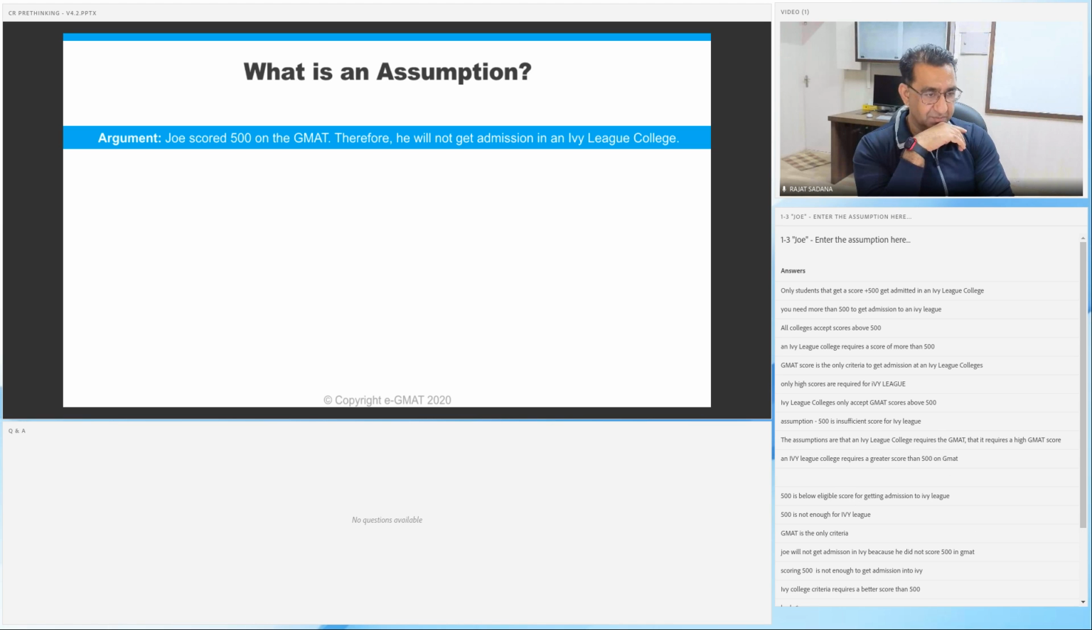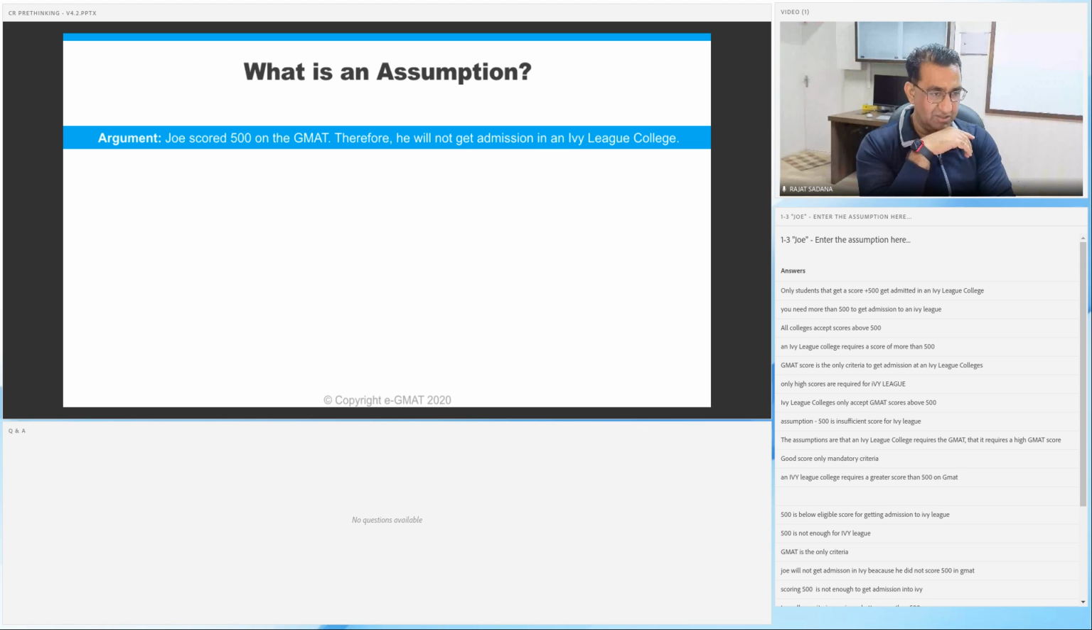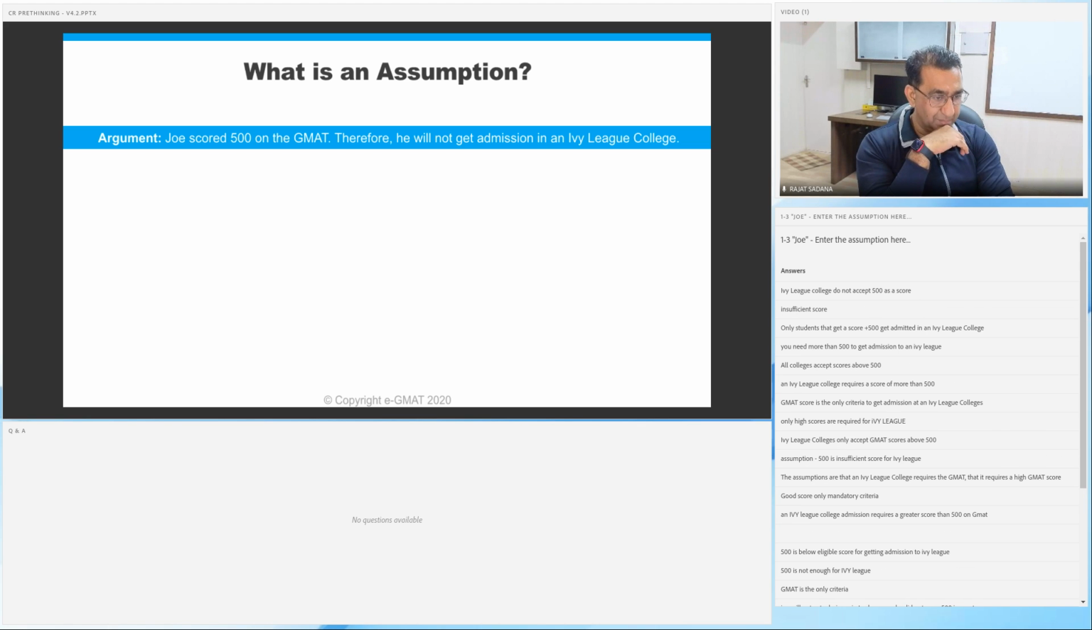I mean, love the participation here. Only high scores are required. You need more than 500. Only students that get a score of more than 500 are admitted to Ivy League schools.